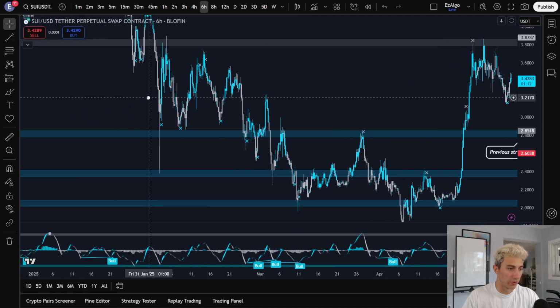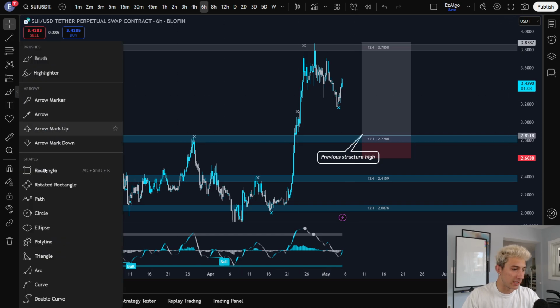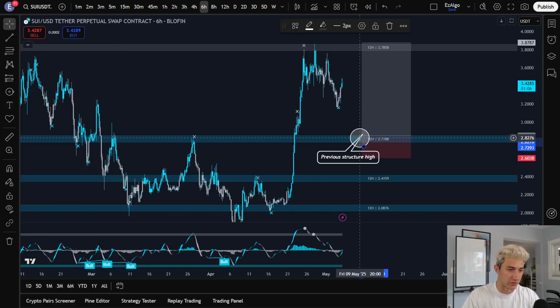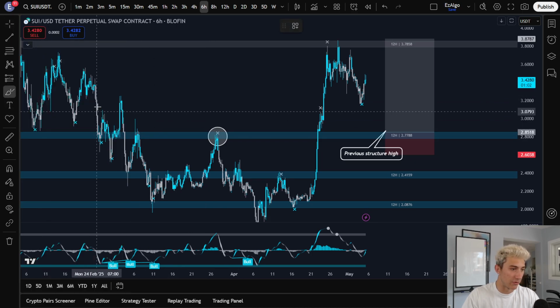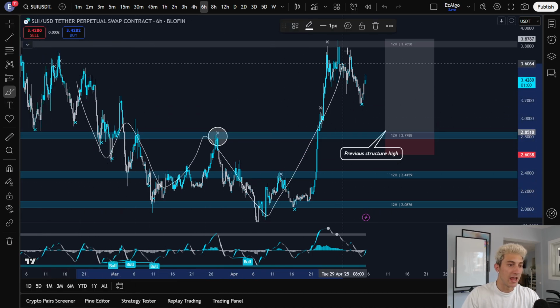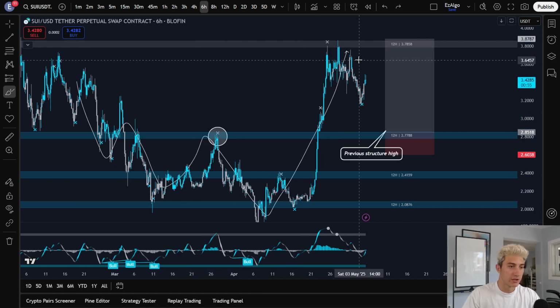So let's go over a real-time example here on SUI USDT. So I see we have our key support level marked out for us, right? I can see that it was a previous structure high here, meaning we were in a downtrend, right? Lower lows and lower highs until we had broken this previous structure high, creating a market structure shift to the upside.